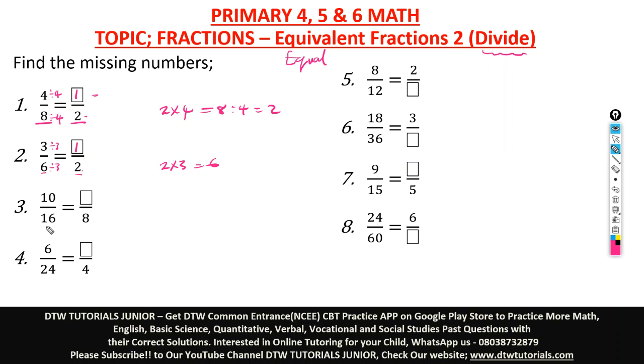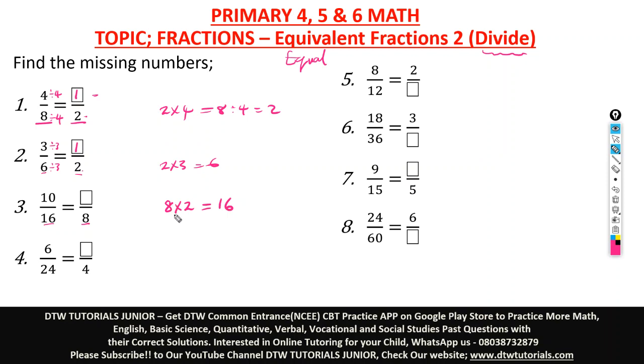Let's go here. This is 16, this is 8. There's a reduction. So 16 divided by what will give you 8? How do you find that? Go to your multiplication table. What times 8 gives you 16? It was 8 times 2 gives you 16.